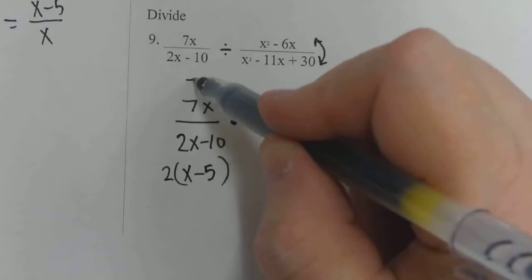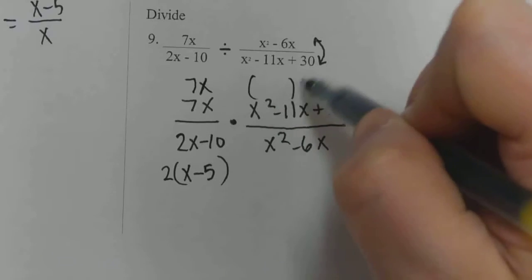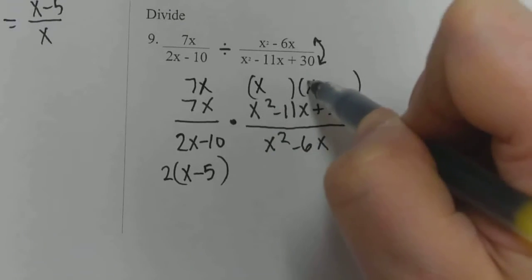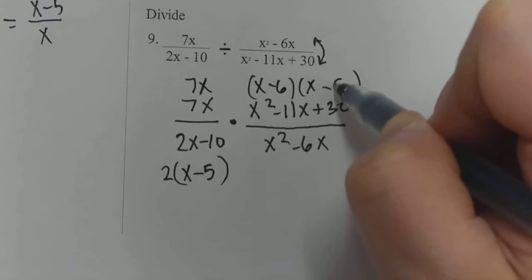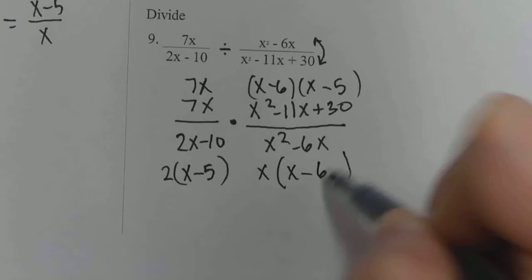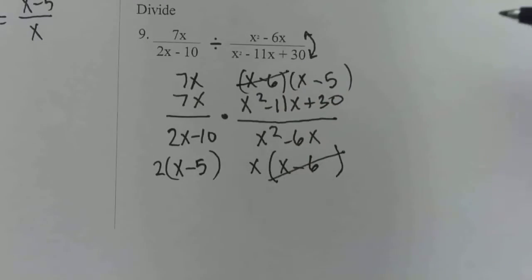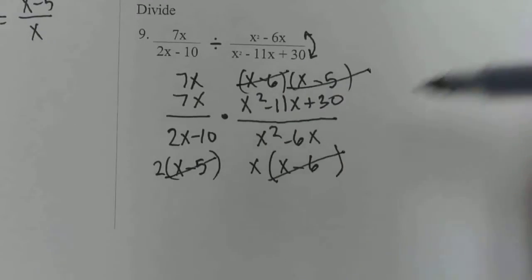We're going to take a 2 out of the bottom here to have x minus 5. The 7x doesn't do anything. We're just going to leave it as 7x. Up here on the top, I'm finding two numbers that will multiply to 30 and add to 11, so a -6 and a -5. And down here on the bottom, I'm going to take an x out to have x minus 6. Then I just get to cancel.